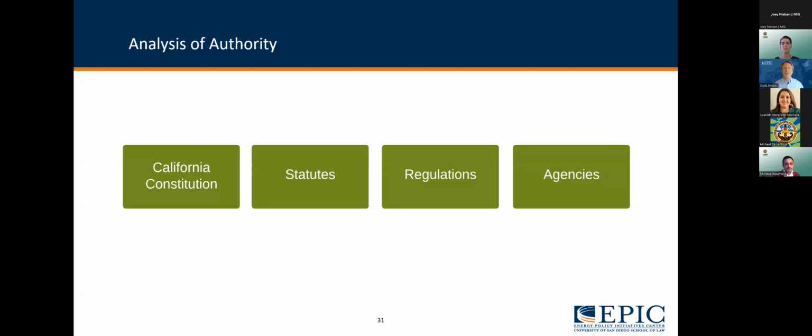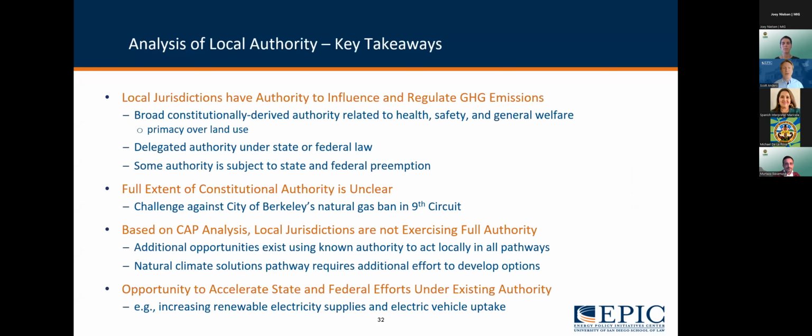As an example, the federal government adopts regulations for appliances like water heaters. This can affect the ability of local jurisdictions to regulate their use. So there's a relationship between the different levels of regulation and authority. The key takeaway of this analysis is that local jurisdictions do in fact have authority to influence and regulate emissions. This authority is from 2 sources.